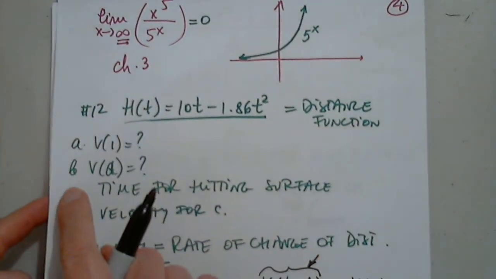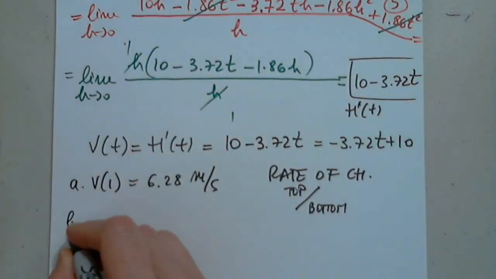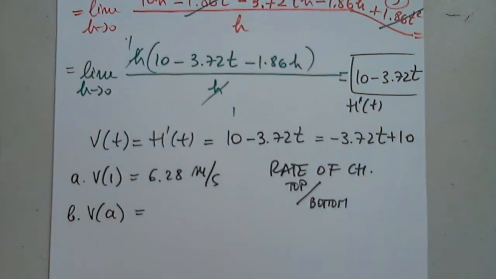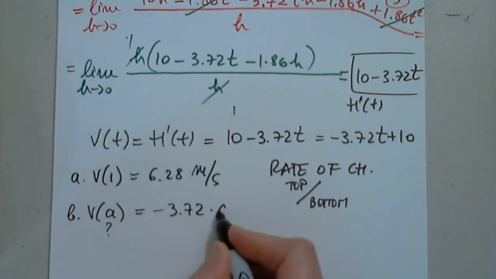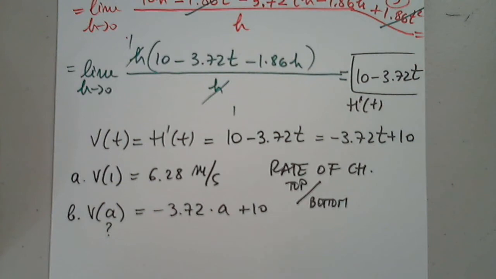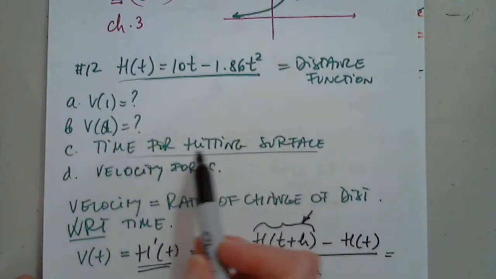Good. So they want us to find V of A. Can anyone give us V of A? In other words, of anything we can think of. Negative 3.72a plus 10. Of course. Thank you very much. Time for hitting the surface.